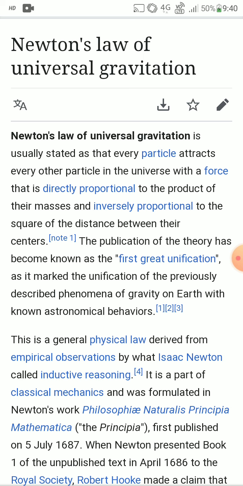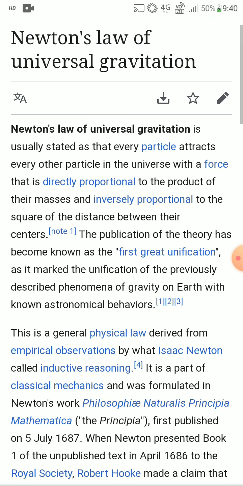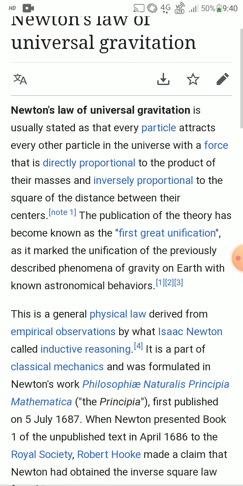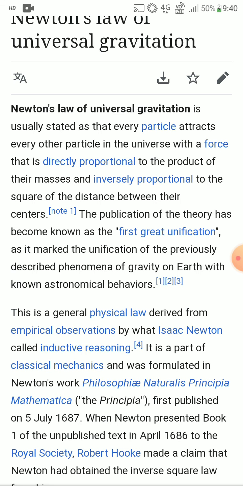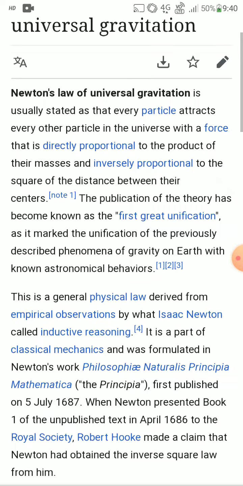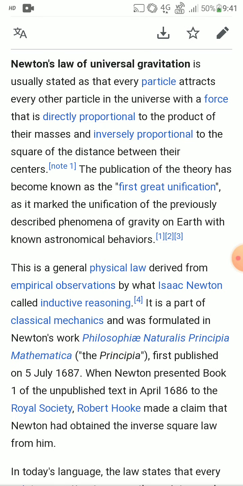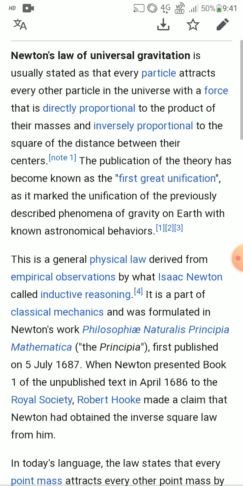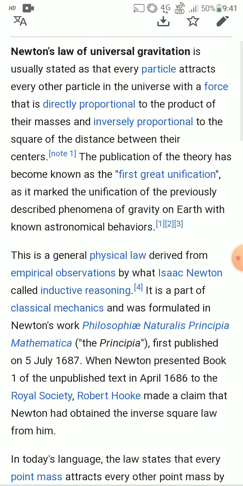The publication of the theory has become known as the first great unification, as it marked the unification of the previously described phenomena of gravity on earth with known astronomical behaviors. This is a general physical law derived from endless observation by what Isaac Newton called inductive reasoning. It is a part of classical mechanics and was formulated in Newton's work, first published on 5 June 1687.